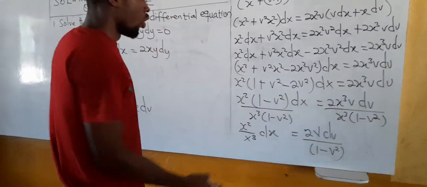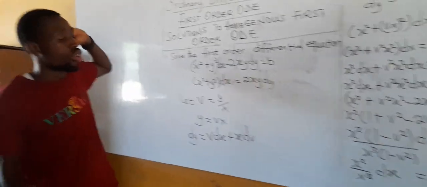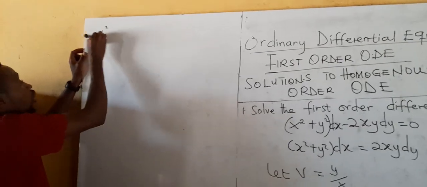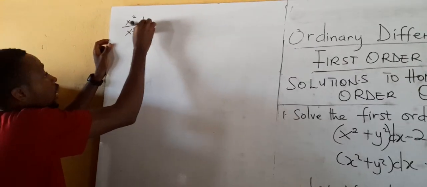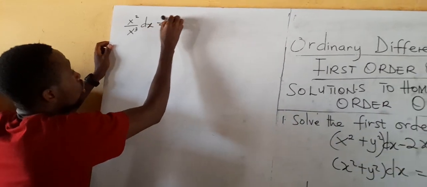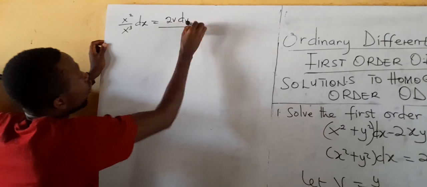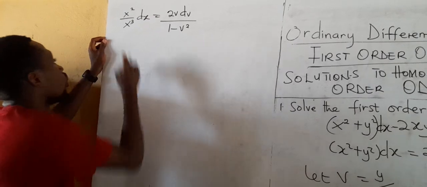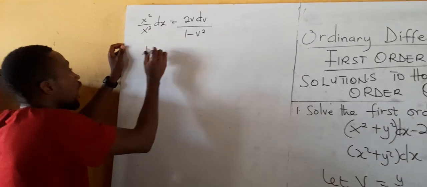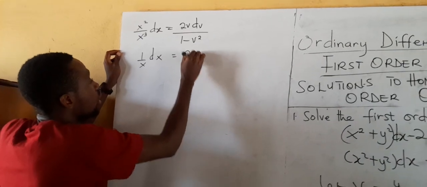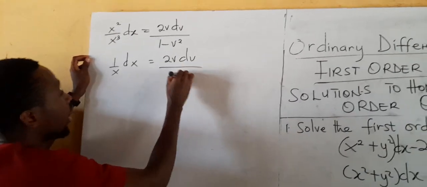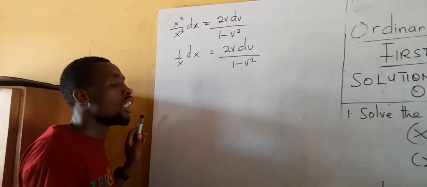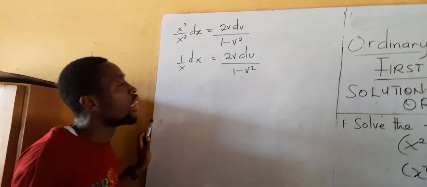We can polish this. But let's copy this to this side of the board so that we continue. So we have x squared over x cubed dx is equal to 2v dv over 1 minus v squared. Yes. So we can polish it. We have 1 over x, remember, this can divide that, dx is equal to 2v dv over 1 minus v squared. So we're able to separate. This is the powerful aspect of this. Immediately you substitute the y and the dy, it will become easy to separate.